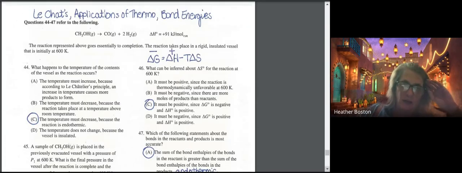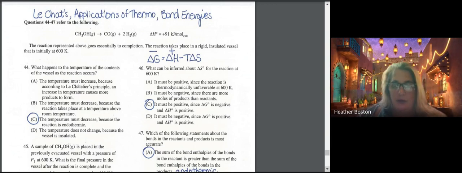Okay, the next set of questions refers to this reaction of methanol, which essentially goes to completion. That means that we essentially get all products. Plus 91 kilojoules, that means it's an endothermic reaction, so we have to add heat. The temperature of the contents of the vessel must decrease then, because it's endothermic, so the bonds of the compounds involved are going to absorb energy. Therefore, the container will decrease in temperature as the energy is being absorbed into the bonds.